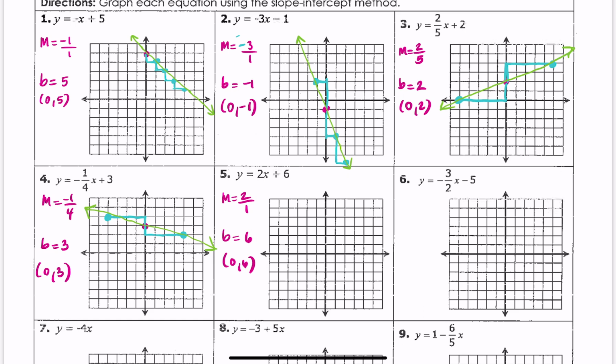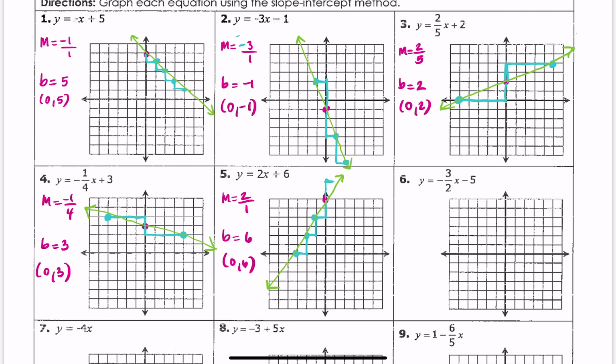So first step, graph that b: 1, 2, 3, 4, 5, 6. Now I'm going to draw my next point, and if I try to go up 2 and over 1, it's kind of awkward to do that because I don't have any graph. So I'm going to go backwards. I'm going to drop 2 and run backwards 1. And there's my point. Drop 2, go backwards 1, right? I can draw a bunch of points that way. So now I can draw my line.